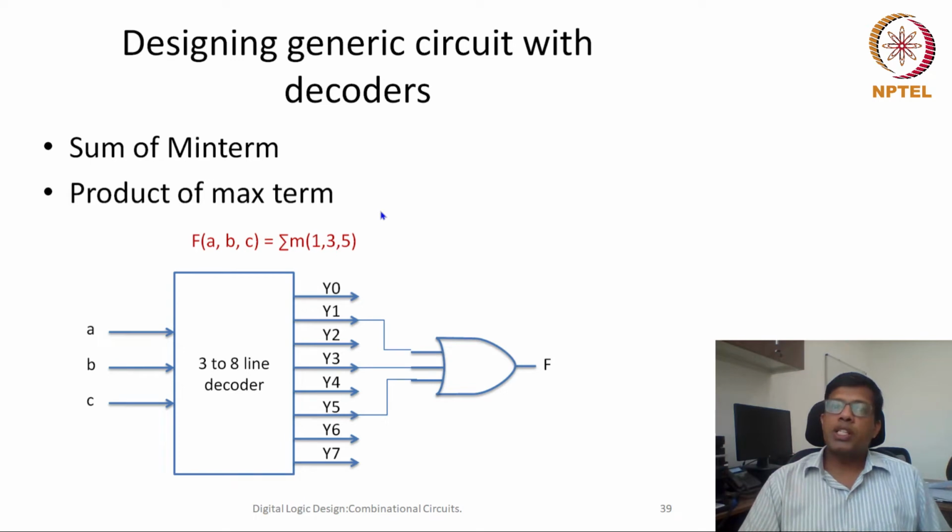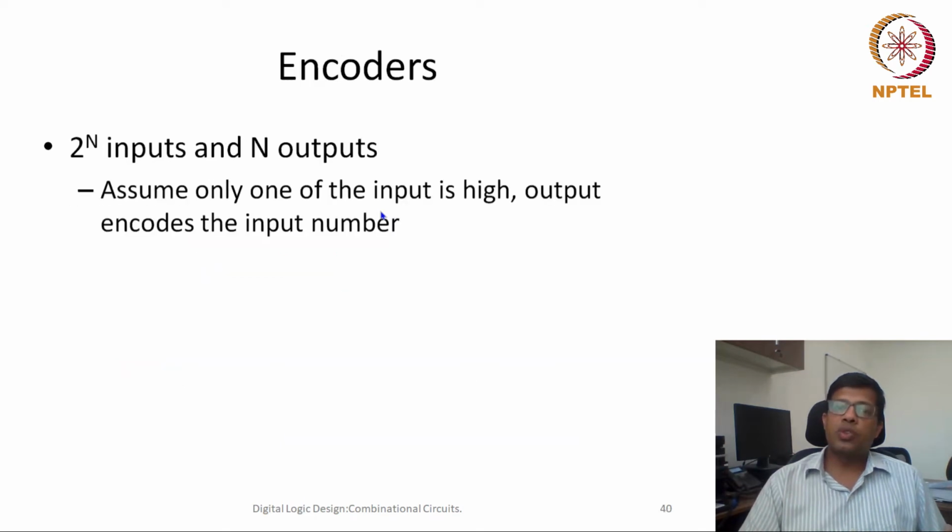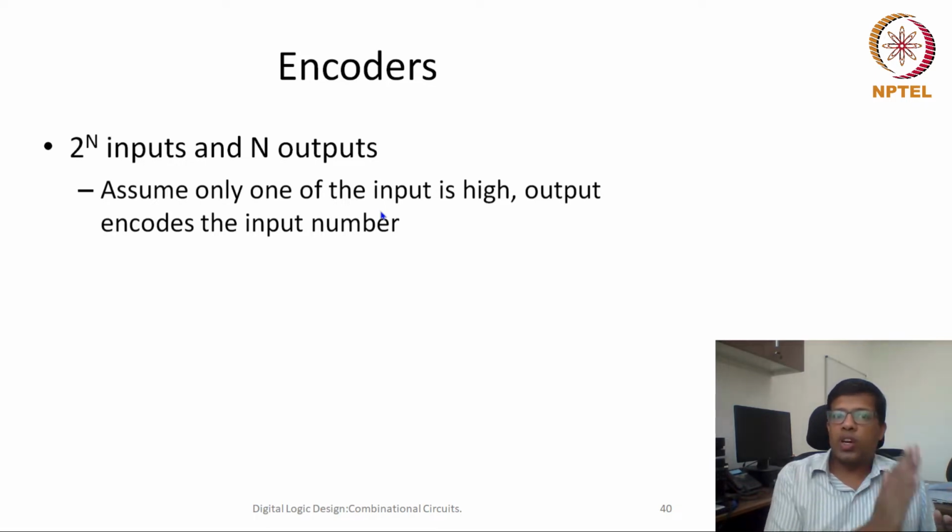Now, if I want to create a circuit which is kind of the inverse of an encoder, that means there are 2 to the power n inputs and n outputs. And again, like the decoder, we assume that only one of the inputs is 1 at one point of time. So if only one input is 1 at one point of time, then this encoder will tell me which particular input is 1.